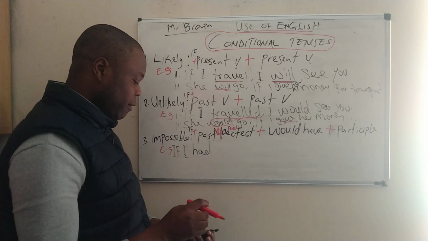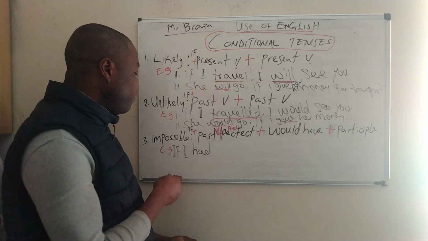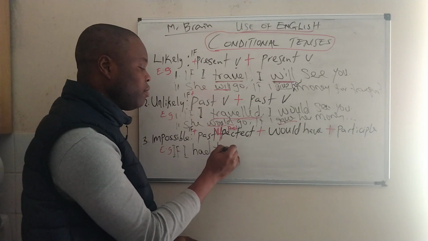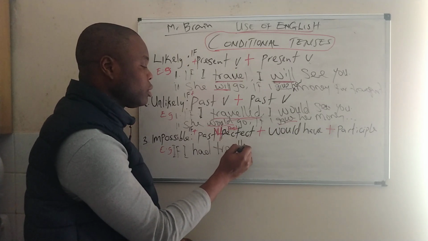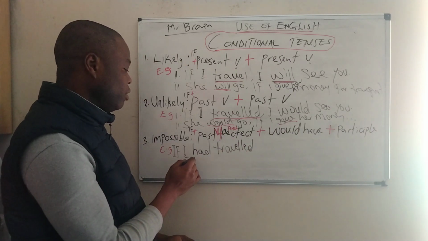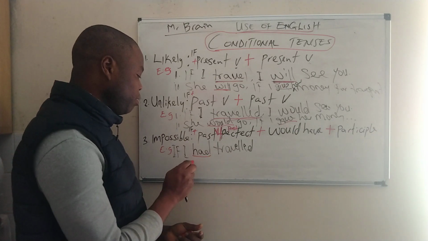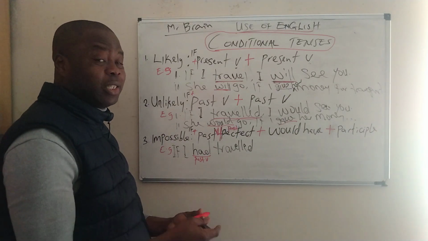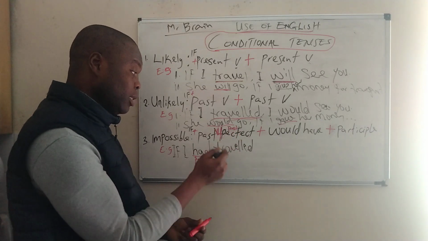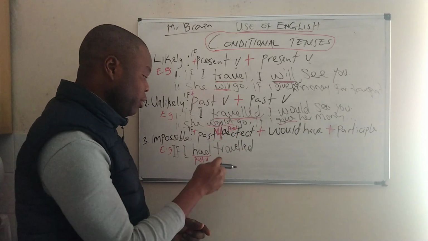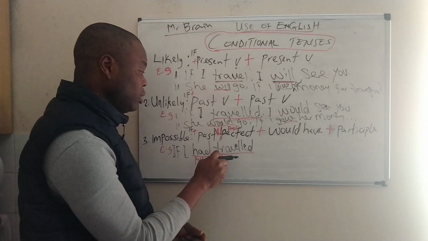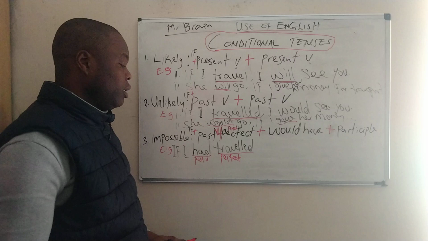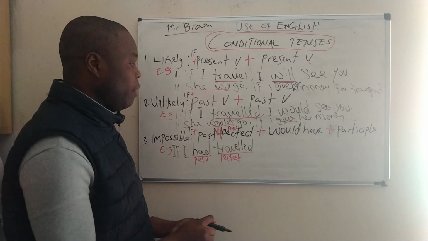Let's see how it goes there now. So if I had traveled, where is the past there? This is the past verb. Where is the participle? Which is the perfect there? The perfect of this one now is this. All right. Which is perfect. Yeah. Let's make it short. This is the perfect verb there. If I had traveled. Okay.